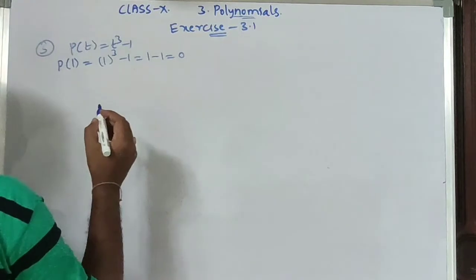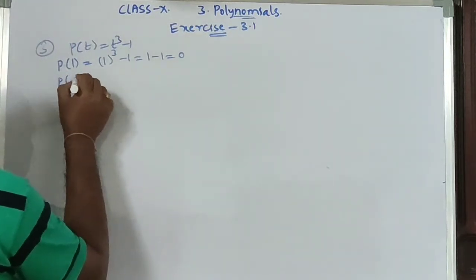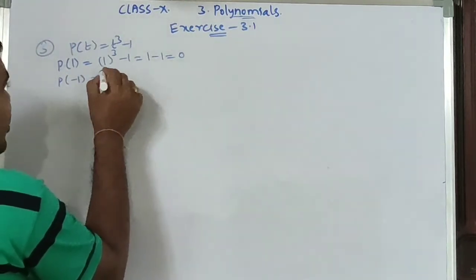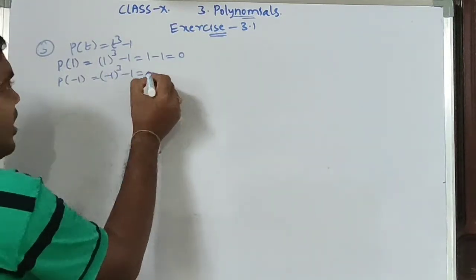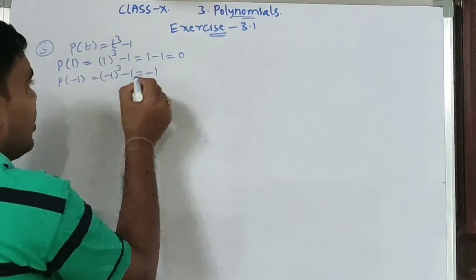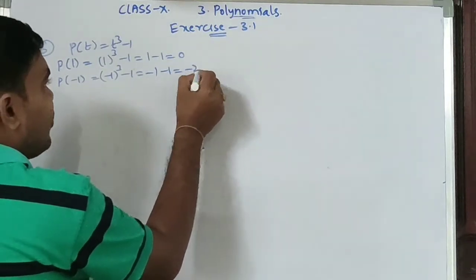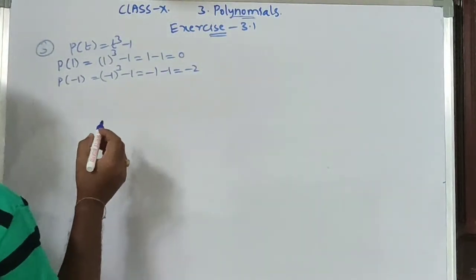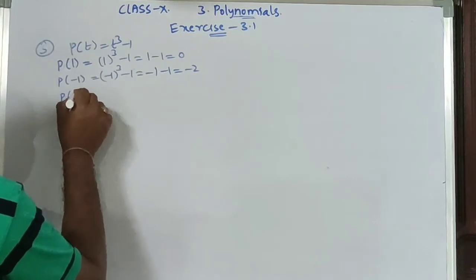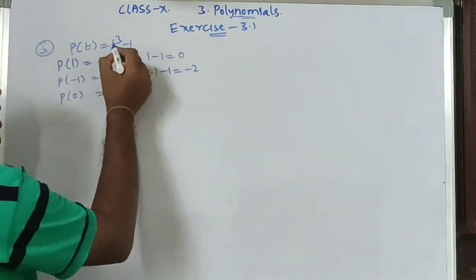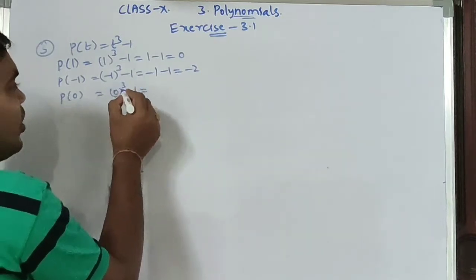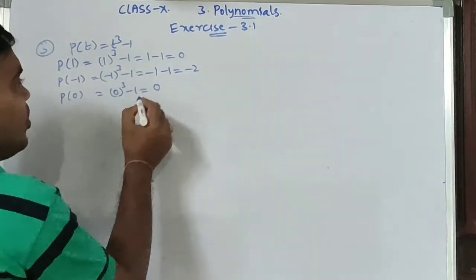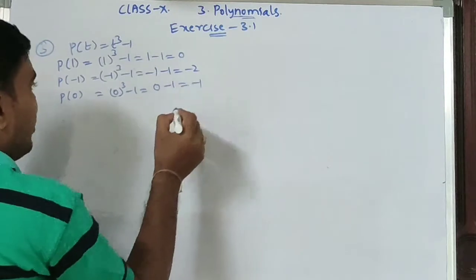Next, P of minus 1. Minus 1 whole cube minus 1. Cube of minus 1 is minus 1, then minus 1, minus 1 minus 1 equal to minus 2. Next, P of 0. So replace t with 0. 0 cube minus 1. 0 into 0 into 0, we will get 0, minus 1. 0 minus 1 is minus 1.